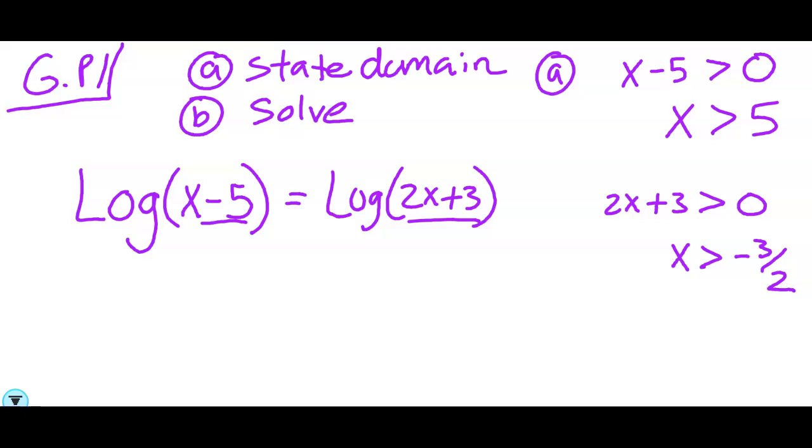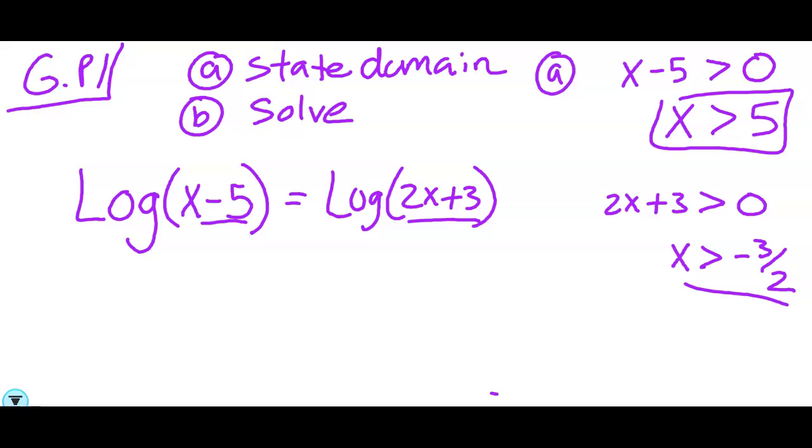So, do you guys agree that really all I need to know is this? Because if it's greater than 5, it's also greater than that, right? So that's all that really matters. But we could still do both, because you really don't know which one's the more stringent one until you actually do both. Okay, so now we're going to start solving it. So that's the end of part A. I know that x has to be greater than 5, and just by way of default, greater than negative 3 halves.